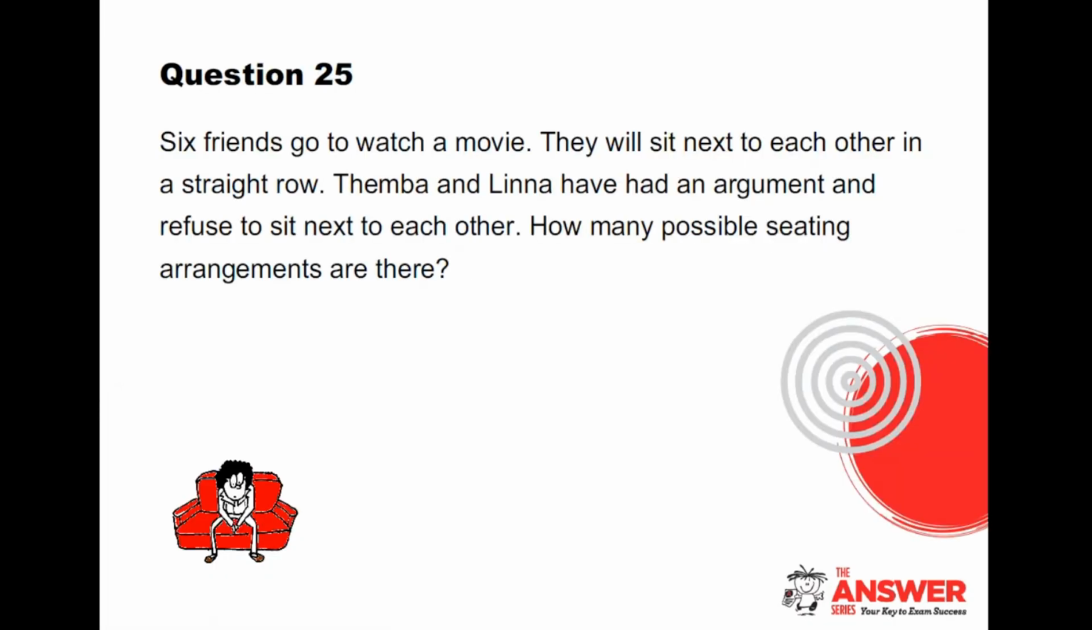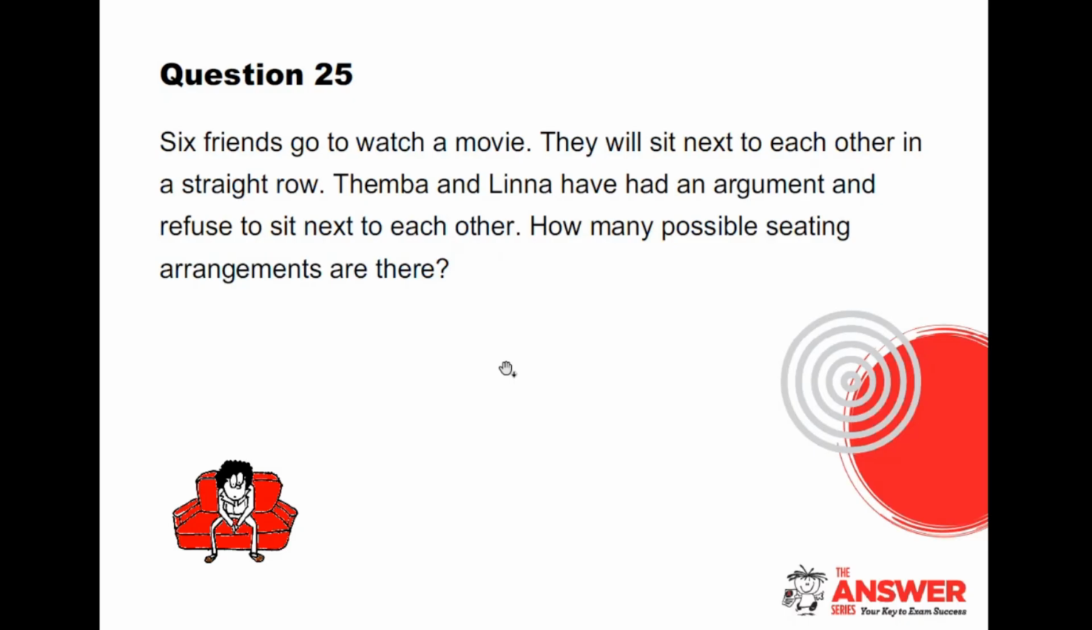Okay, question 25. Are people going to the movie? We often get questions like this. So 6 friends want to go to a movie. They will sit next to each other in a straight row. Temba and Lena have had an argument and refuse to sit next to each other. So this is no longer that you want the vowels next to each other or the maths books next to each other. You want these two to flatly refuse to sit next to each other. How many possible seating arrangements are there?